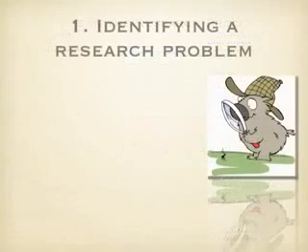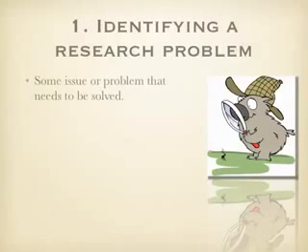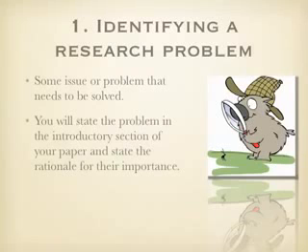That first step, identifying the research problem, involves first discovering some issue or problem that needs to be solved. Obviously, there are a lot of issues in the world that are interesting and worthy of some consideration, but the important first step is for the researcher to identify for him or herself what that issue is and why it needs to be solved.